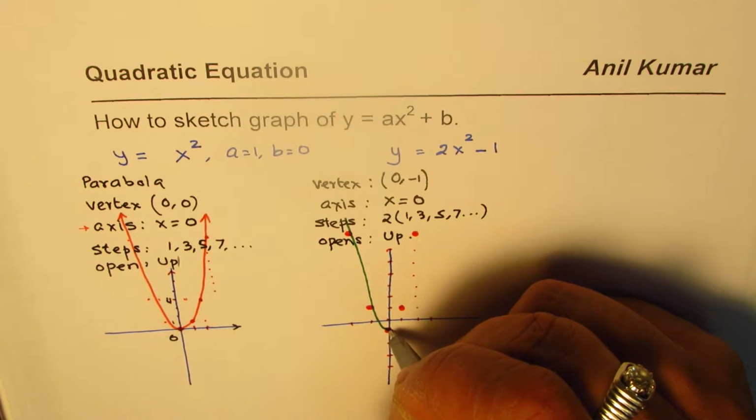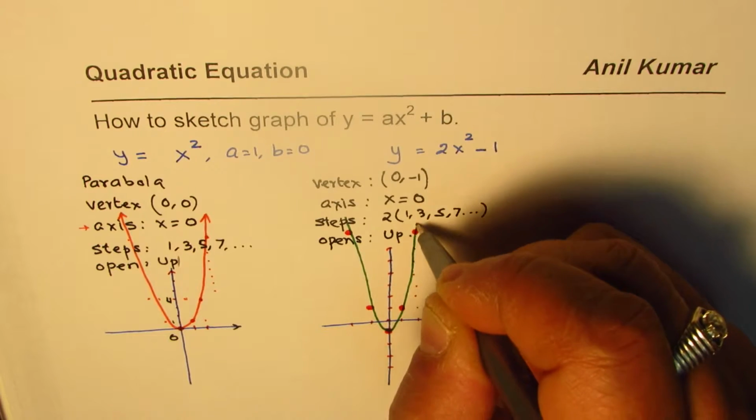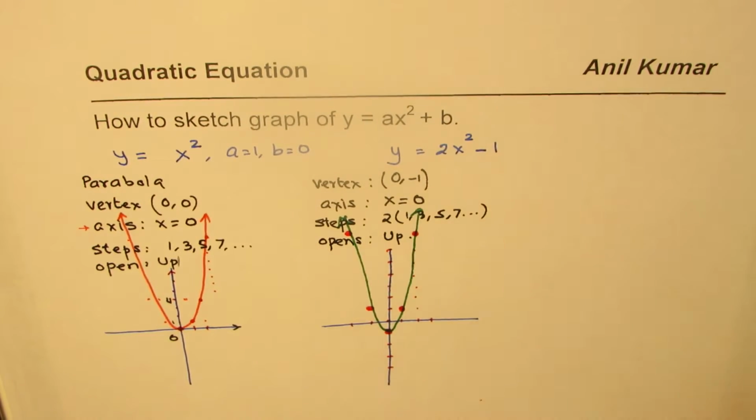That is the vertex. It has to turn. That's a smooth turn and then go upwards, right? So that is how you could sketch y equals 2x squared minus 1.